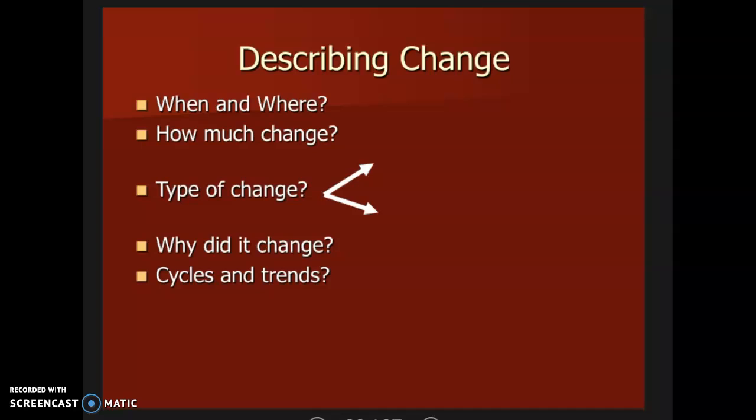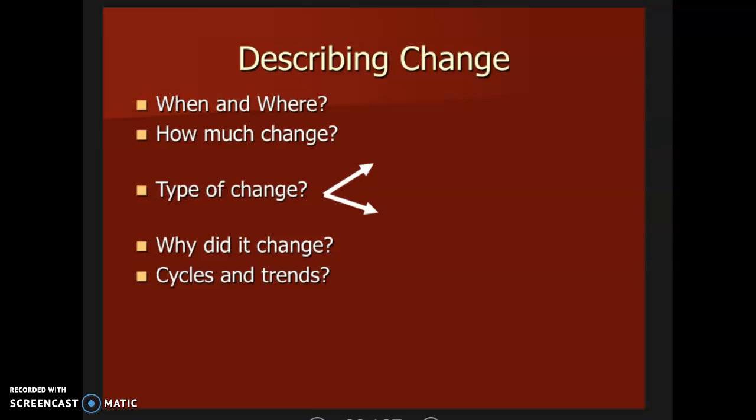So how do you describe the change? Well, you have to talk about when and where, over what period of time, where is the change, how much change, was it significant, was it small, how are you measuring how much change, what is the measurement system, what does small mean, what does significant change mean, what does it all mean, what's the context for determining how much change.